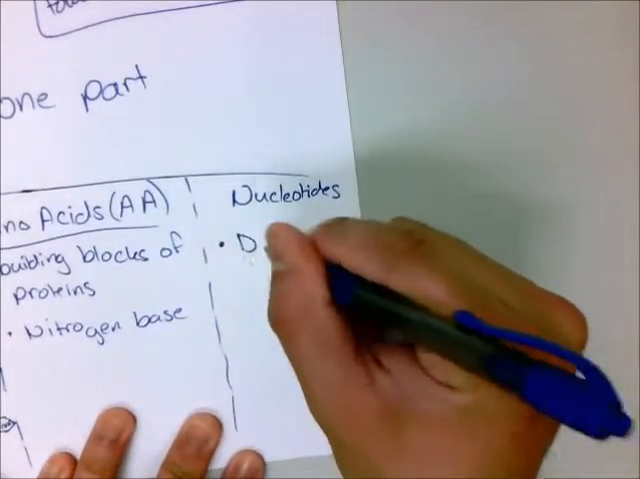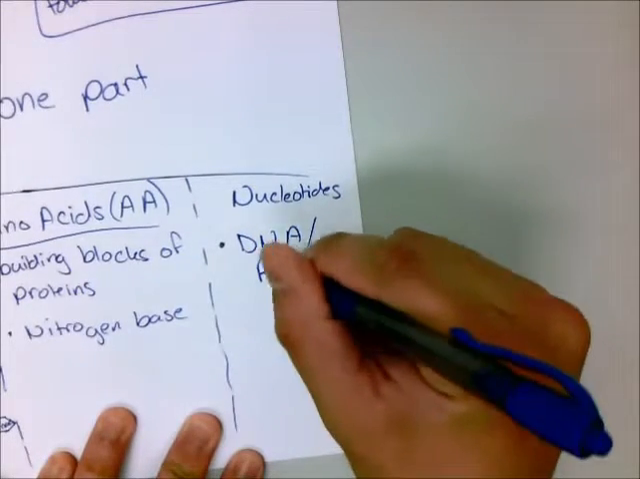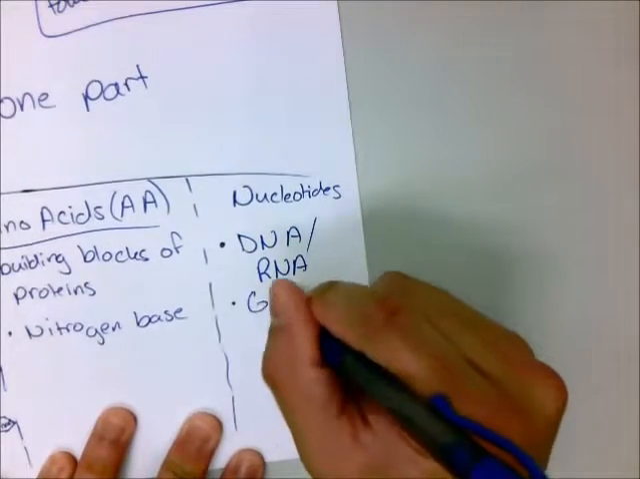Nucleotides are DNA, RNA, so they're genetic material. DNA slash RNA is genetic material.